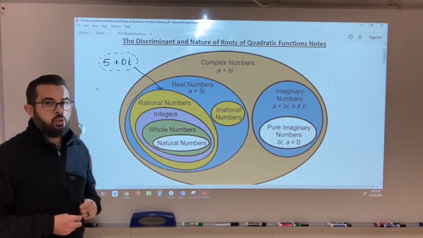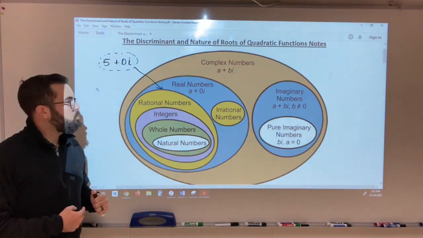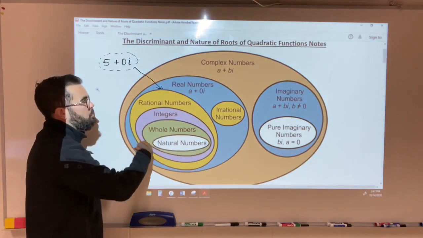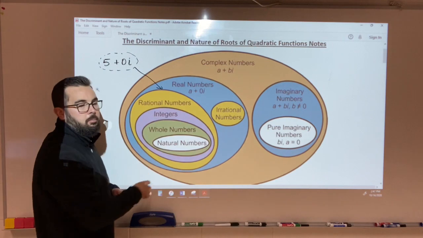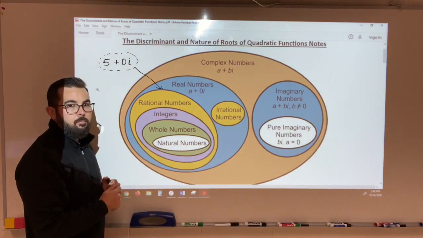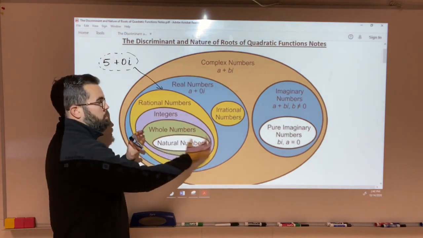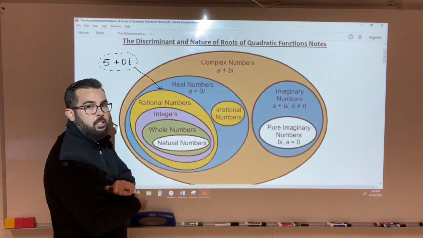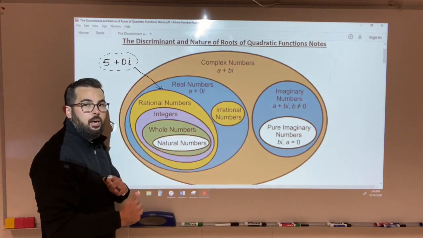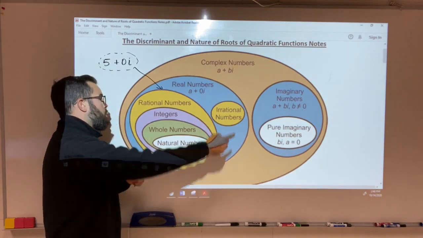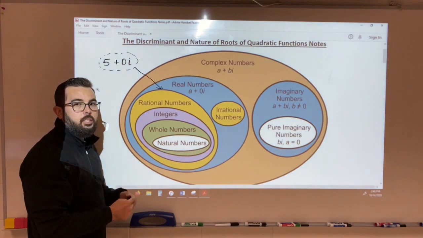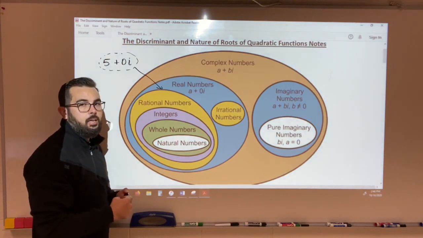So just to quickly go through the real number system. The real number system contains all numbers that fit on a number line. Within the real numbers you have kind of two sets. You have irrational numbers. These are numbers that are non-repeating, non-terminating decimals. And then you have rational numbers, which can be decimals, but they're decimals that repeat or terminate.